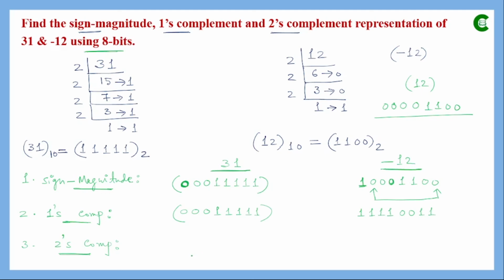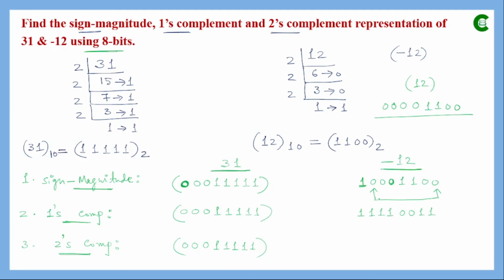Next is 2's complement. We know again that the 2's complement representation of a positive number is the same as the binary number. So again all 5 ones we will be writing, and then the rest 3 positions will be filled with 0. So this is the 2's complement representation of plus 31. One thing we can notice here is that, be it sign magnitude, 1's complement or 2's complement representation, for a positive number all the representations are the same.